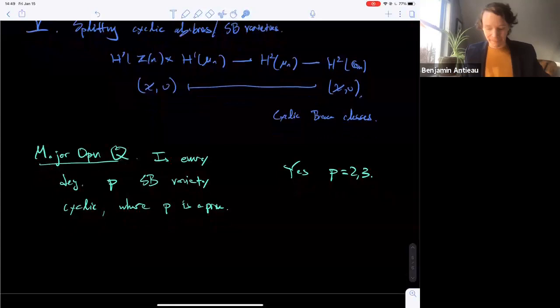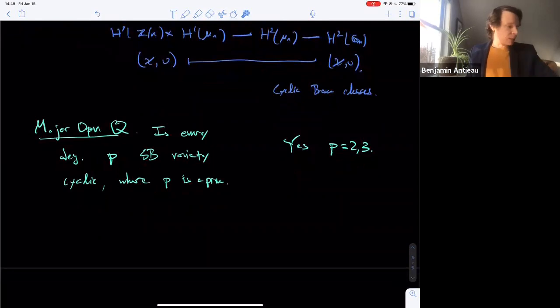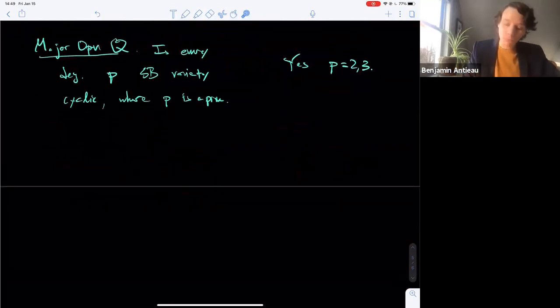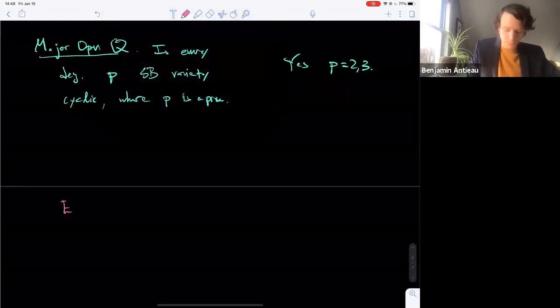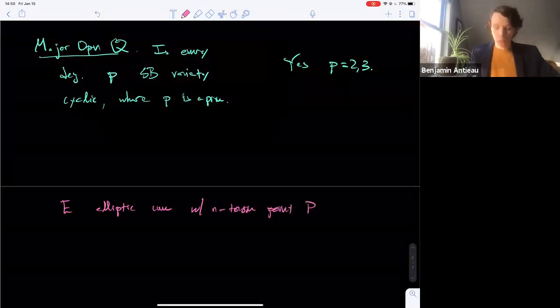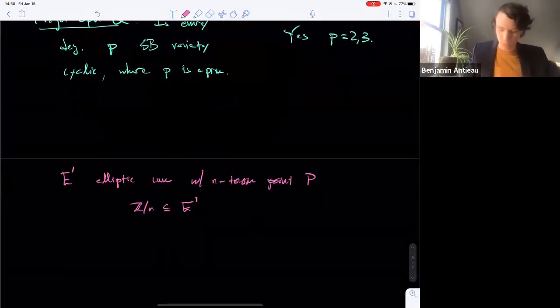Okay. So let's split some cyclic algebras. What I'm going to do is start with an elliptic curve with a fixed n-torsion point, let's say P. So it generates a copy of Z/n inside E, a Z/n subgroup scheme of E. And actually, let me call this elliptic curve E′.